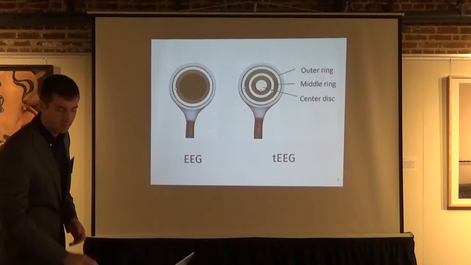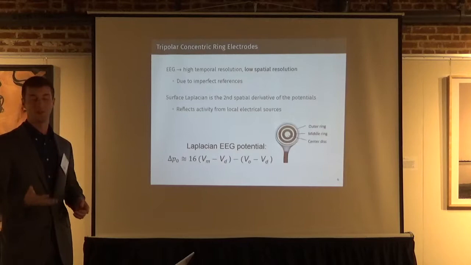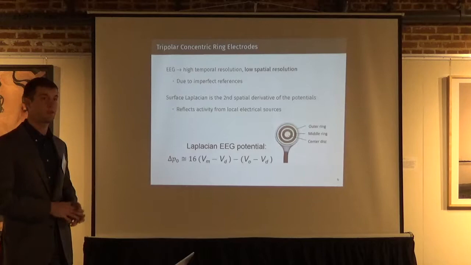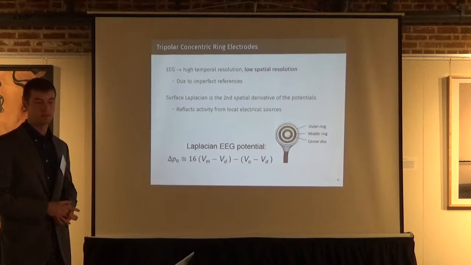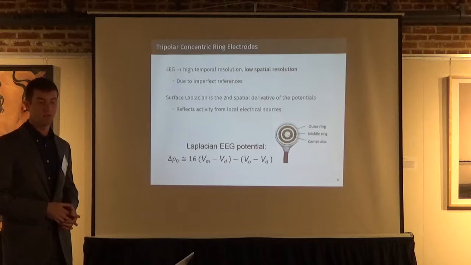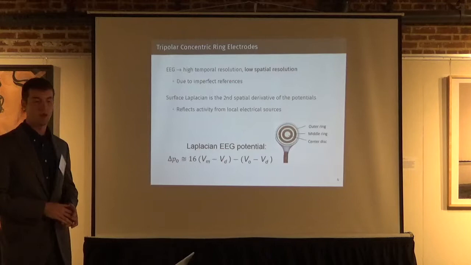Just a little bit more background on these tripolar concentric ring electrodes. First off, as you may know, EEG has very good temporal resolution, but the spatial resolution is not so good. This is due to a couple different reasons. One of them is the referencing. One way that researchers get around this is by computing what is known as the surface Laplacian, which is the second spatial derivative of these potentials. The idea behind this is we want to reflect just local activity, local electrical sources beneath the scalp.